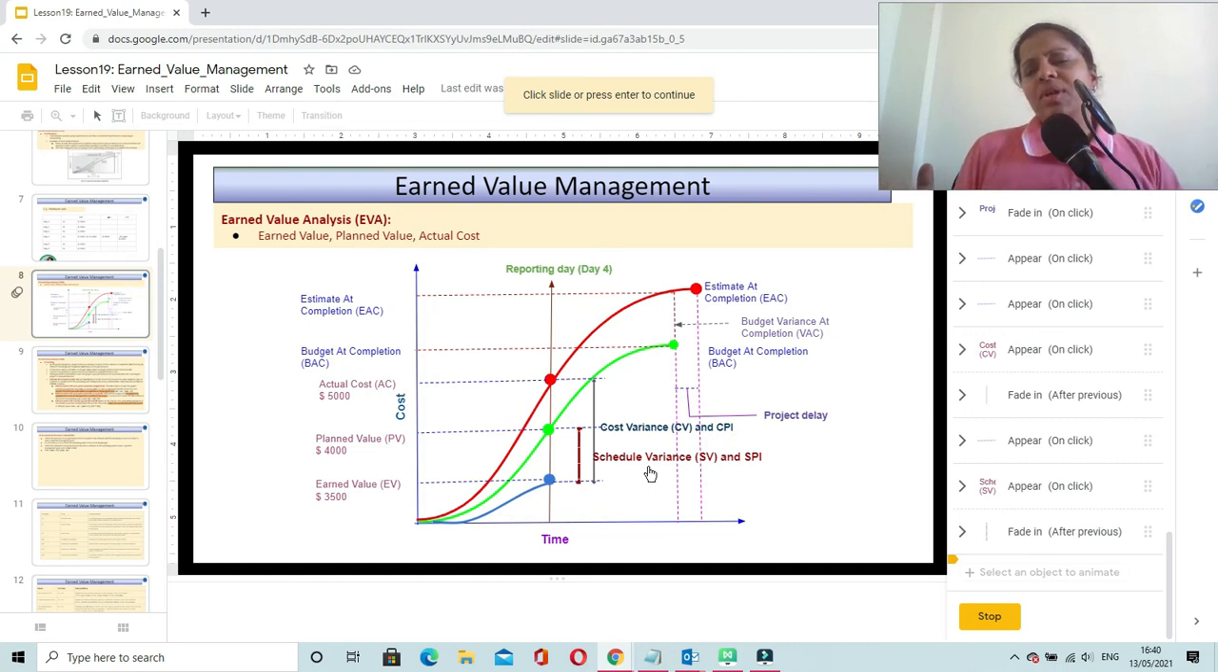There is one more terminology that is being researched, that is earned schedule. We get to see that on the Project Management Institute website, but that is not yet out. But in the PMBOK guide, we are given only these formulae, that is schedule variance is equal to earned value minus planned value, and the schedule performance index is EV divided by PV. So this is all about earned value management or earned value analysis.